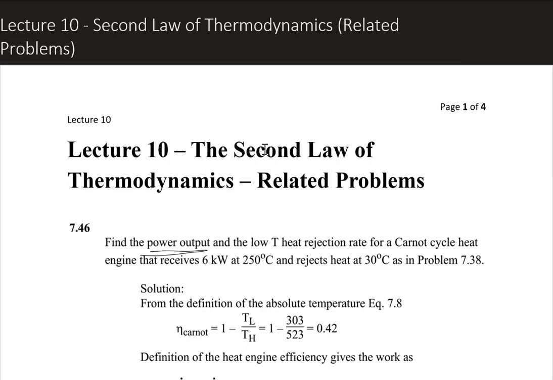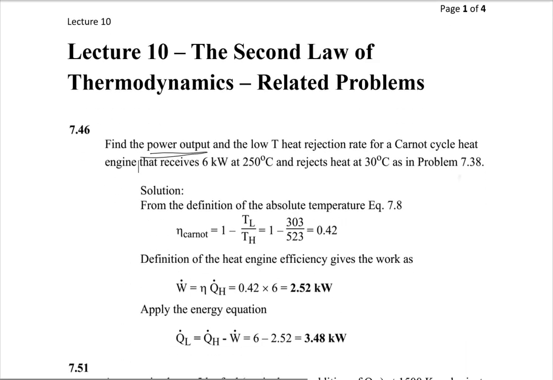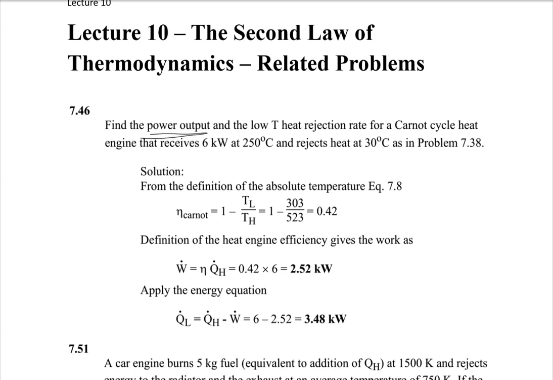Lecture number 10, the second law of thermodynamics, and we'll be doing the related problem today. Problem 7.46, find the power output and the low temperature heat rejection rate for a Carnot cycle heat engine that receives 6 kilowatt at 250 degrees centigrade and rejects heat at 30 degrees centigrade.